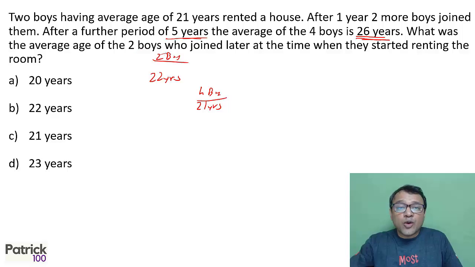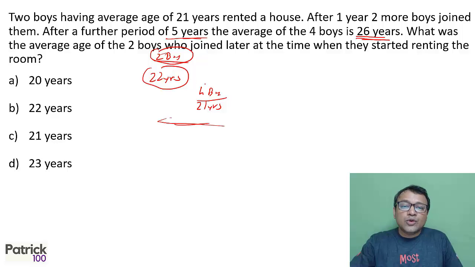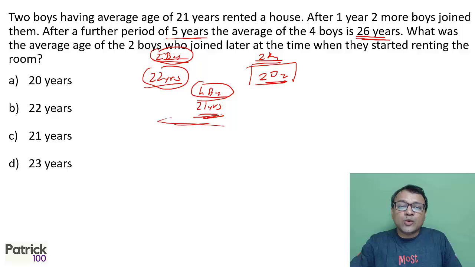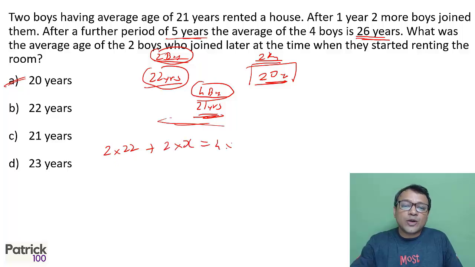What was the average of the 2 boys who joined later at the time when they started renting the room? So at this point of time, when they rented the rooms, the initial 2 boys had an average of 22. All the 4 boys had an average of 21. So the 2 boys who joined later must have had an average of 20. Remember, the 2 boys are equal. So the average 21 will be the average of 22 and this value, so this has to be 20. 20 and 22 average is 21. A option. You can form that 2 into 22 plus 2 into x will give you 4 into 21. Anyway, that will also give you 20 years.